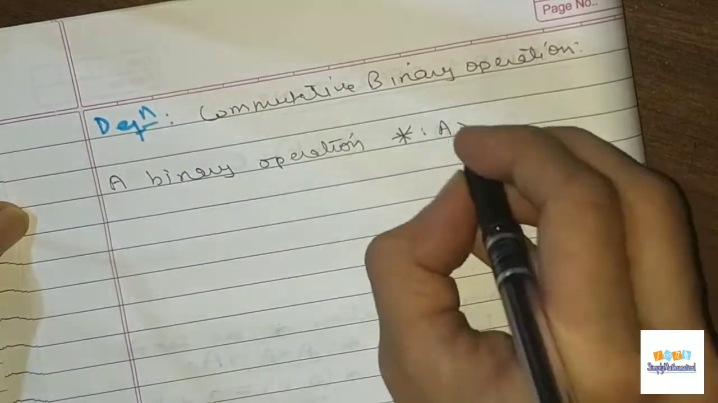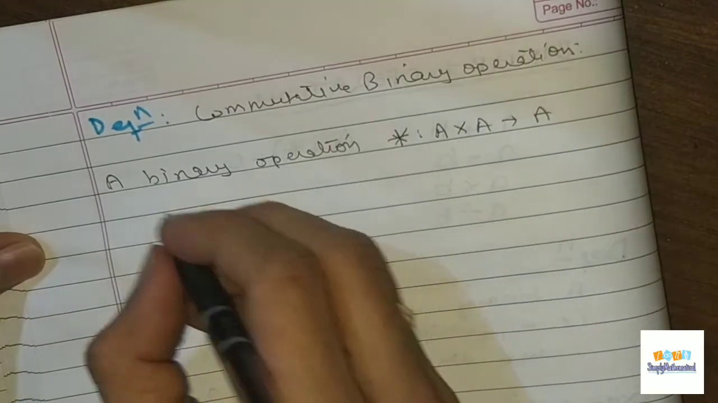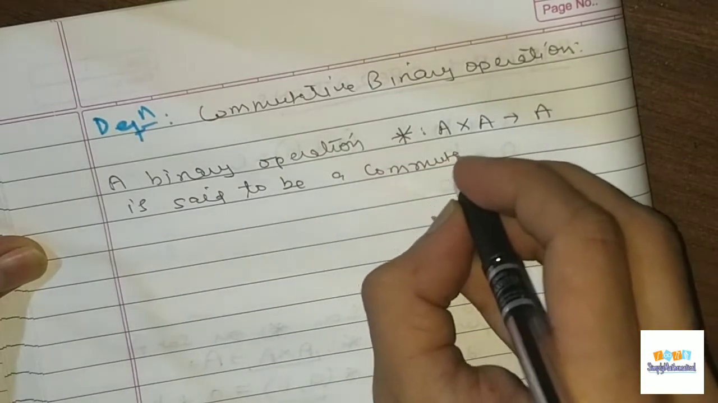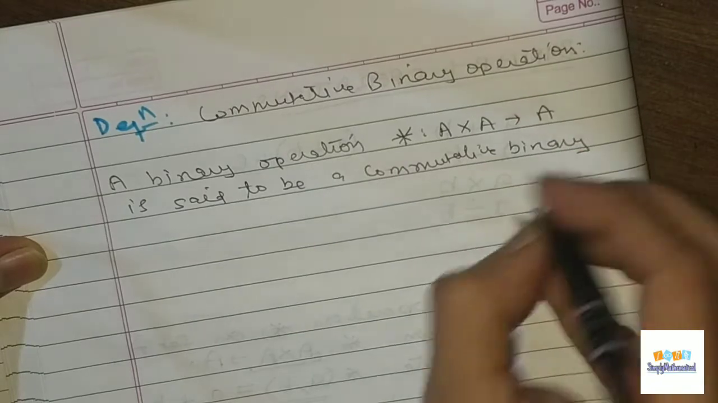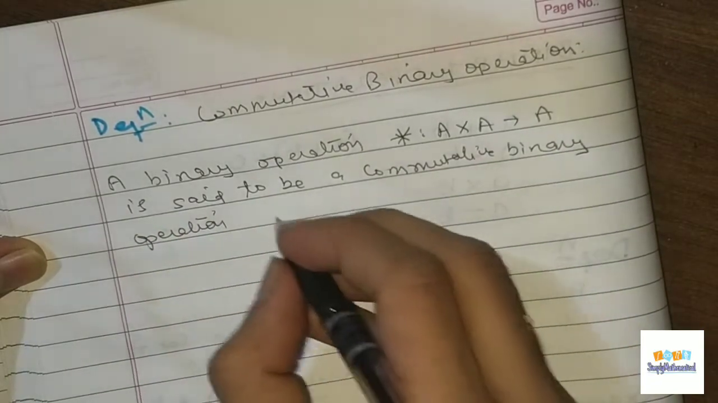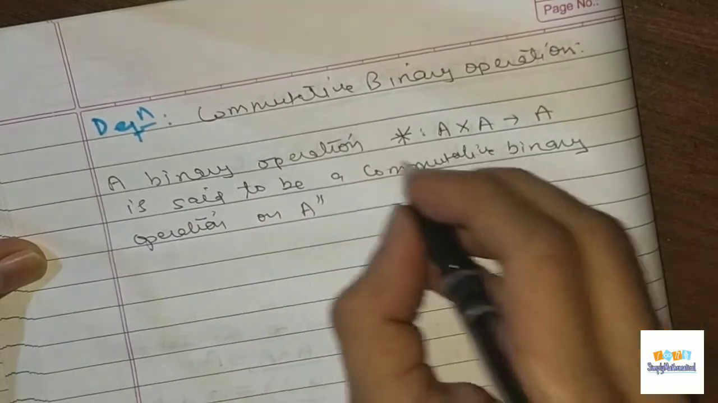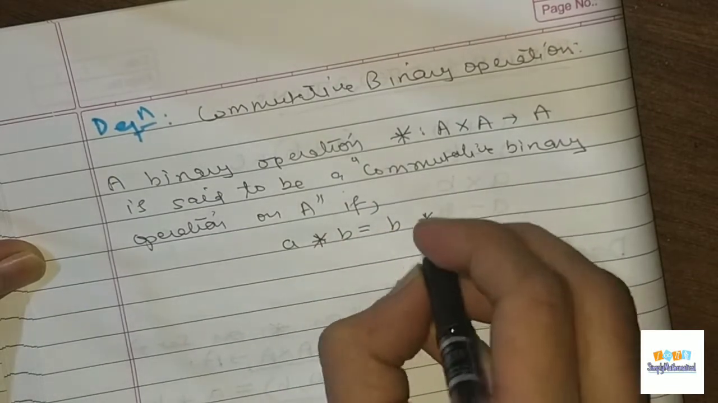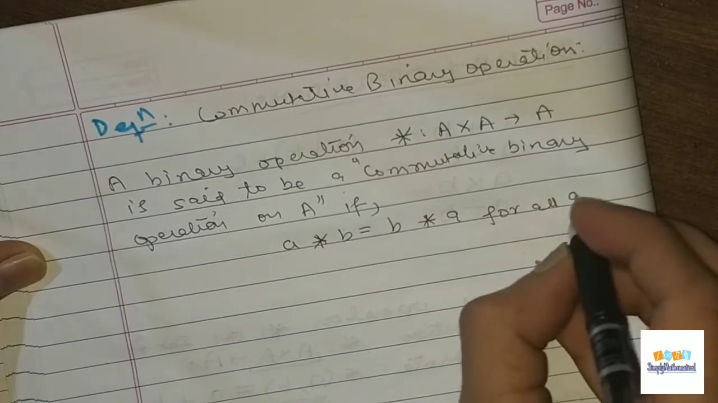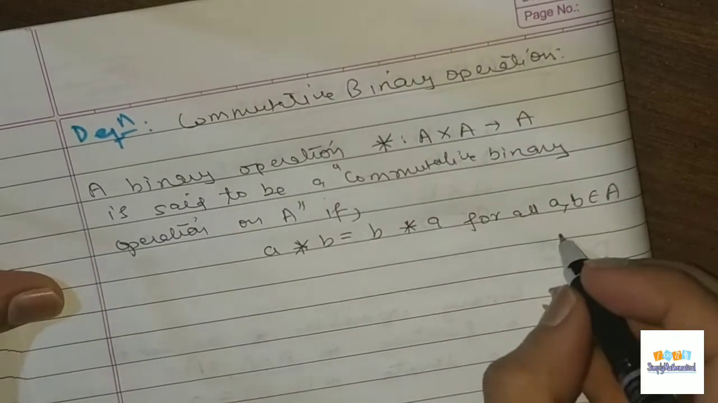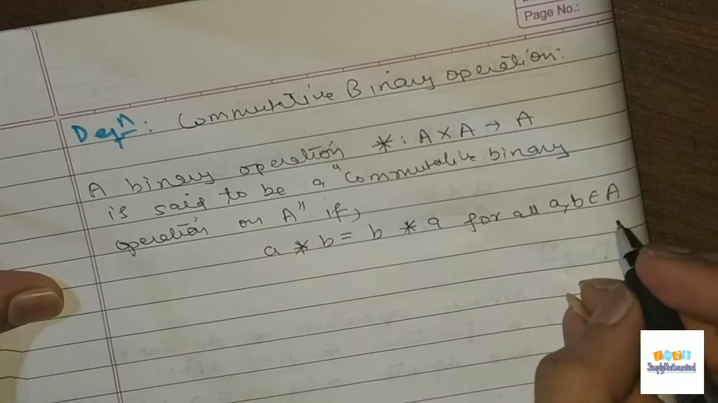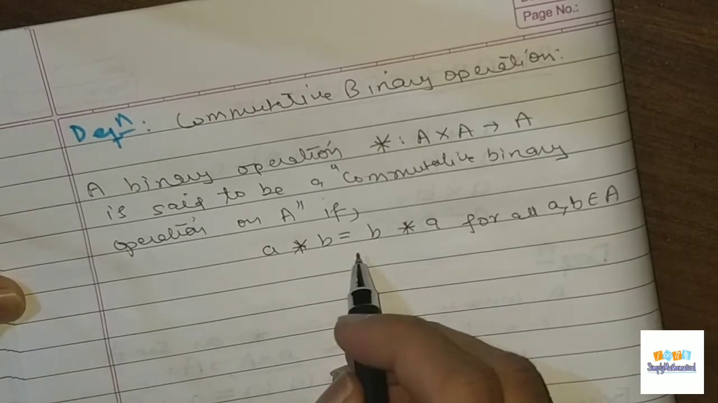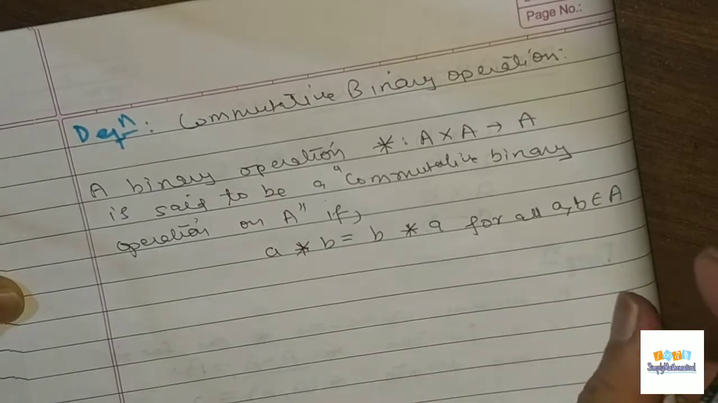star from A cross A to A is said to be a commutative binary operation on the set A if A star B is equal to B star A. Now this is for all A comma B belonging to A, or for all ordered pairs A comma B belonging to the Cartesian product A cross A. Like that also you can write, but A star B is equal to B star A for all A comma B belonging to A.